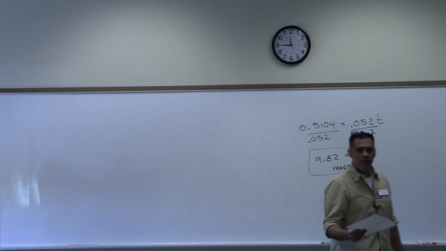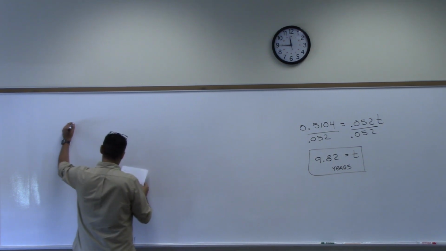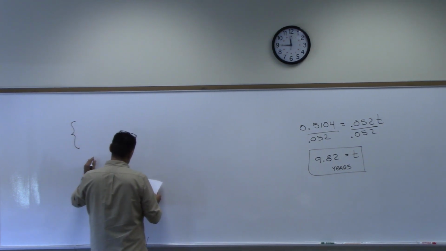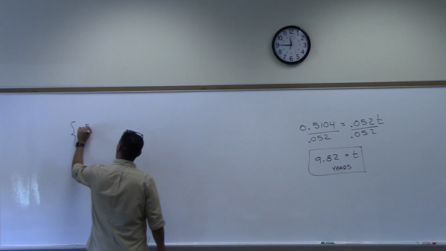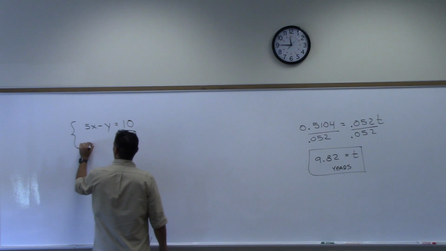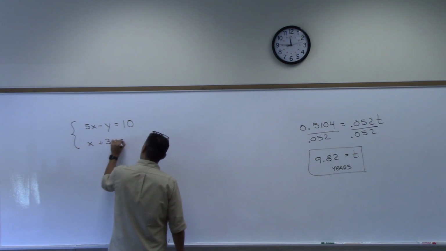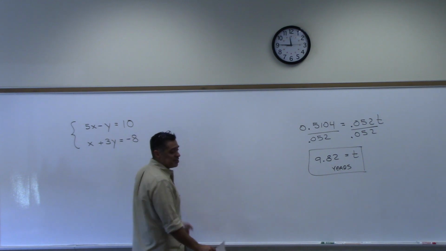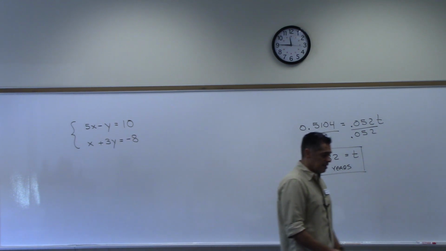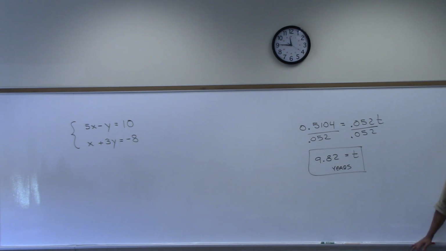Systems of equations, right? We're already at last week's stuff. So systems of equations. First equation I'm going to give you, let's go with 5x minus y equals 10. And then let's go with x plus 3y equals negative 8. Now look, I just made this problem up on the fly, just in my mind. So there's no promise that these are going to be good numbers, all right? We need to solve this system of equations.